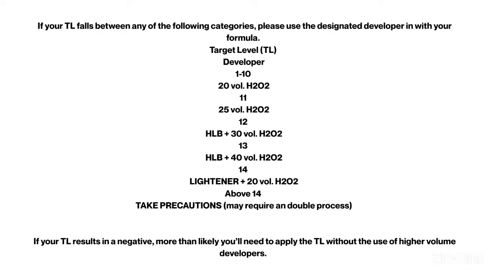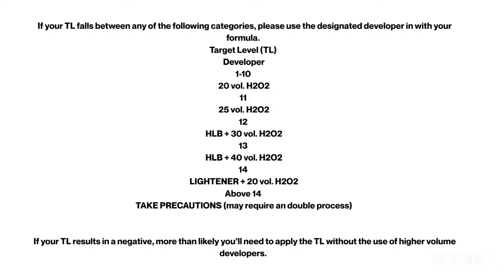If you get a 14, you're going to use a lightener plus 20 volume H2O2. Okay. If you get the number 14, 14 is going to tell you that nothing in a container, nothing in your cabinet that you can pull off the shelf will be able to mix together to get you where the client wants to go. You're going to skip all of that and go straight to a lightener. Okay. If you get a number above 14, you need to reevaluate. You're going to have to take precautions.